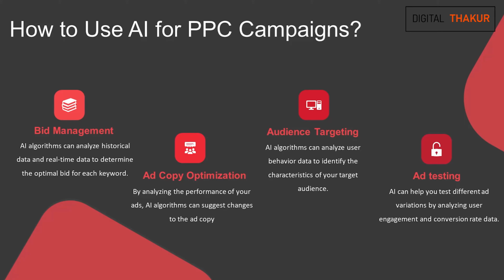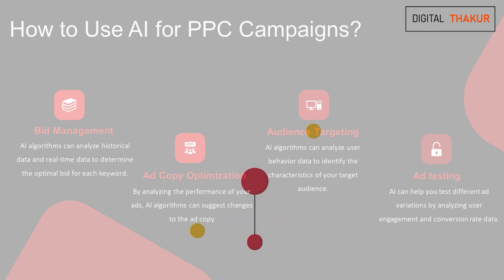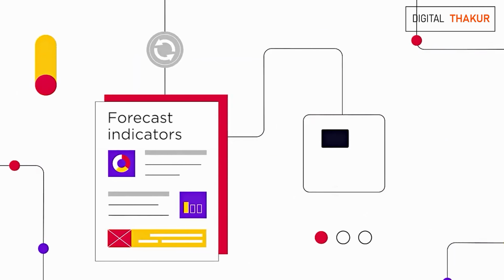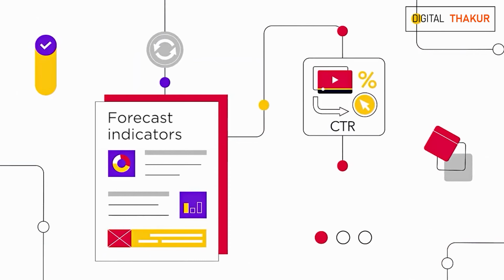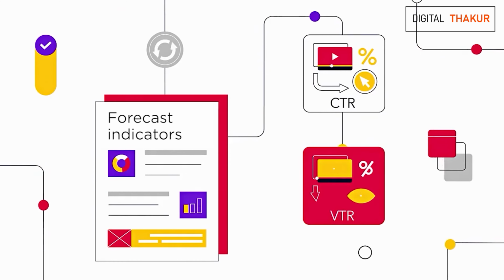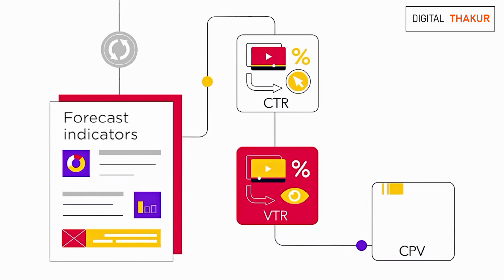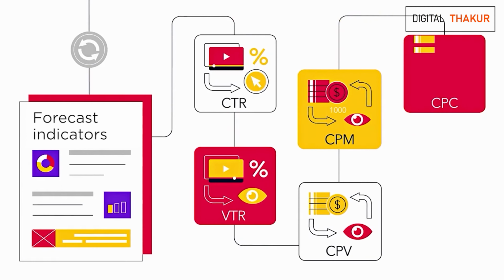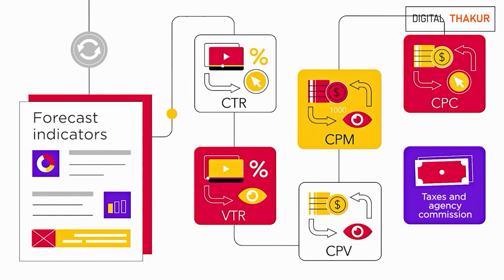Ad copy optimization. Ad copy optimization is another essential aspect of PPC campaigns, and AI can help you with that too. By analyzing the performance of your ads, AI algorithms can suggest changes to the ad copy such as headline, description, and call to action. This can increase click-through rates, which can lead to higher conversions.